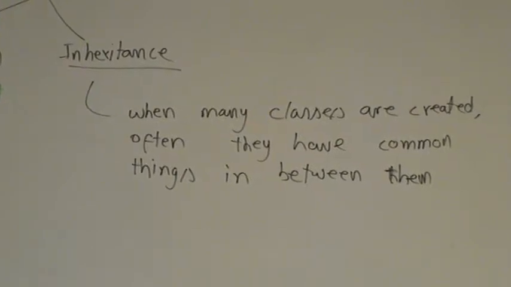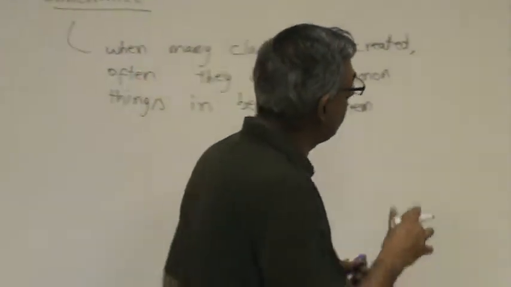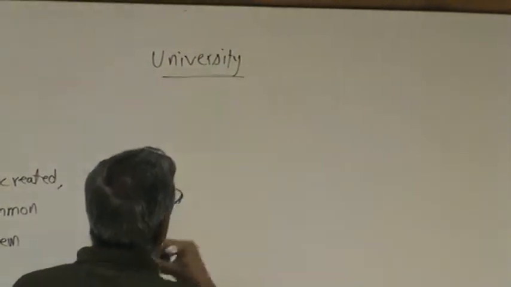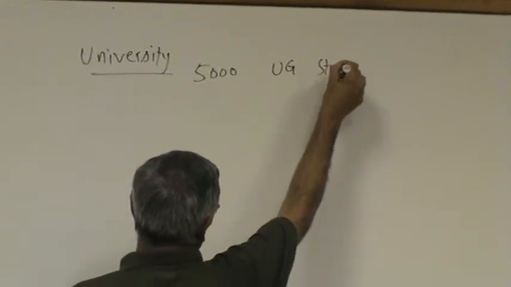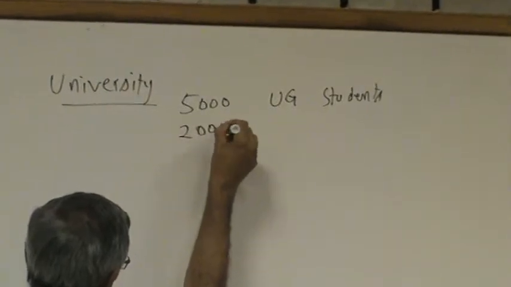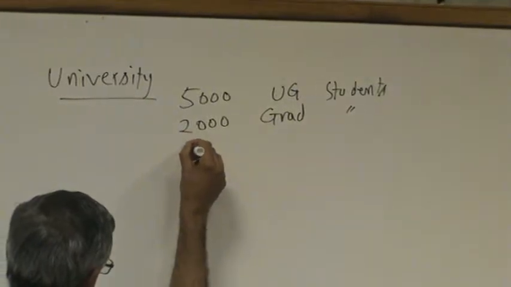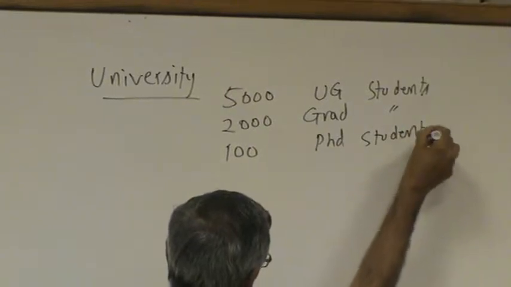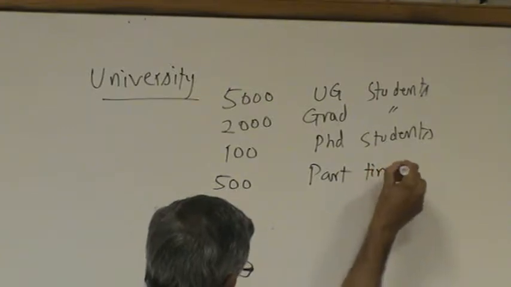right? So for example, let's pretend we are creating a university application. In a university, let's pretend we have 5,000 undergraduate students. And let's say we have 2,000 graduate students. Okay, and let's pretend we have 100 PhD students. Okay, and let's pretend we have 500 part-time students.